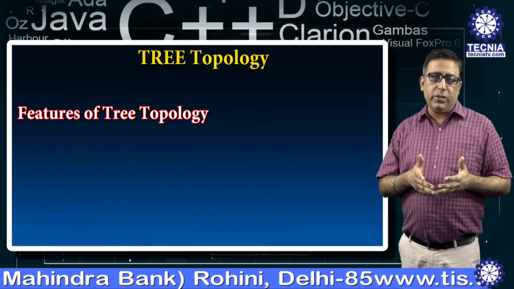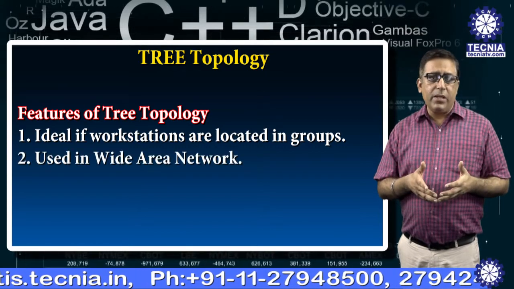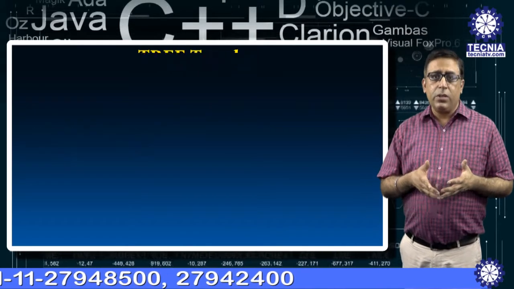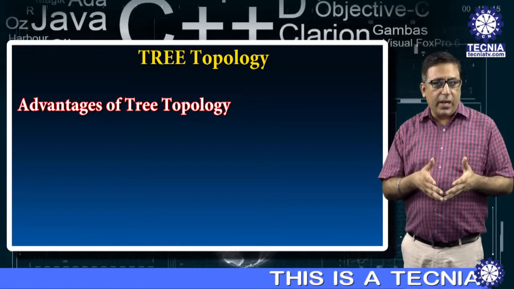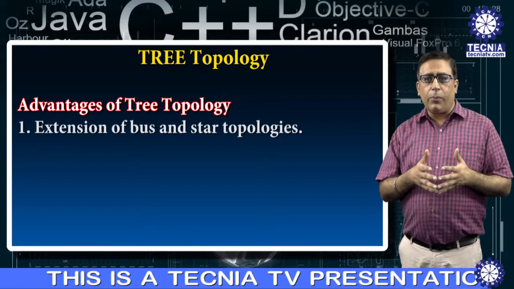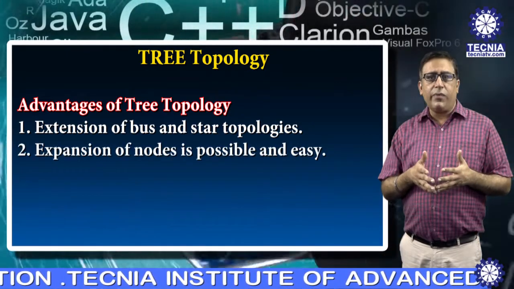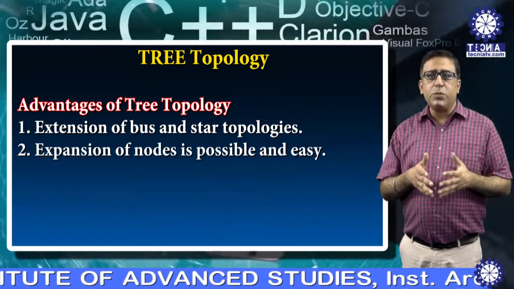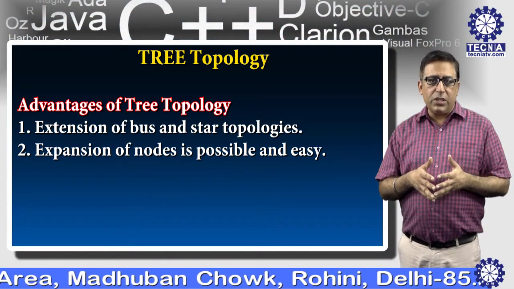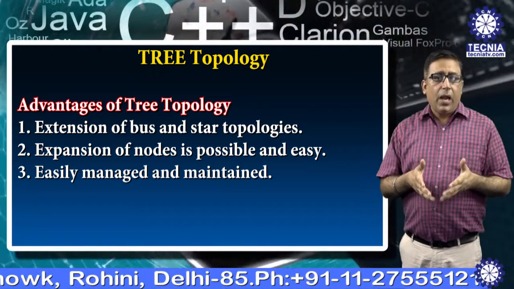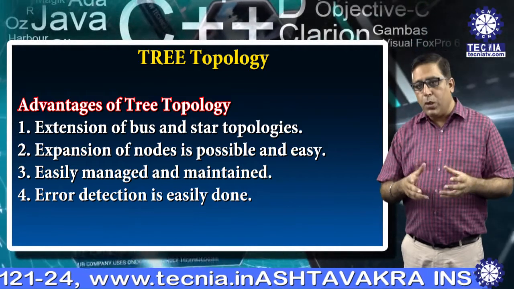Features of tree topology. First one is ideal if workstations are located in groups. Second point is it is used in wide area networks. Now we will discuss the advantages as well as disadvantages of tree topology. Starting with the advantages, the first advantage of tree topology is extension of bus and star topologies. Second advantage of tree topology is expansion of nodes is possible and easy as compared to other topologies. Third advantage of tree topology is easily managed and maintained. And the last advantage of tree topology is error detection is easily done as compared to other topologies.